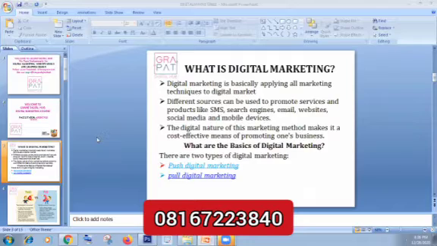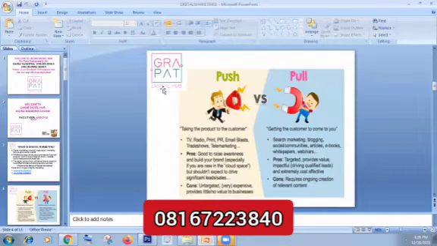So we see there are two basic types of digital marketing. Number one, we have push digital marketing and we have pull digital marketing. Now let us look at the difference between the two. For push digital marketing, it is taking the product to the customer, while for pull digital marketing, it is getting the customer to come to you.